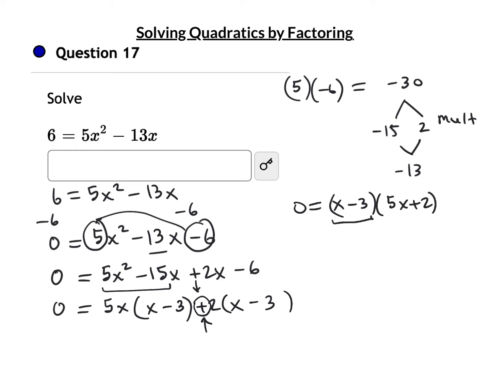The one solution we can see at a glance, because 3 minus 3 is 0, x equals 3. The other, let's set it equal to 0 and solve. 5x plus 2 equals 0. Subtract 2 from both sides. 5x equals negative 2. Divide by 5. And our second solution is x equals negative 2/5.